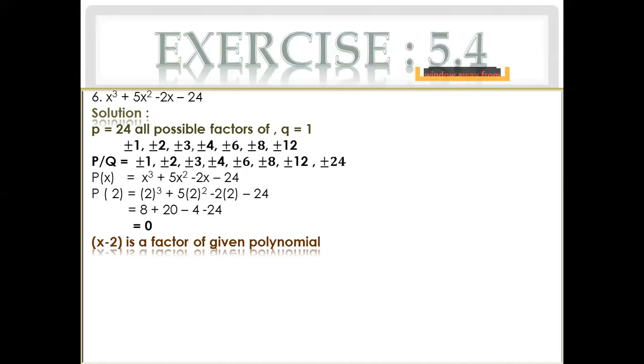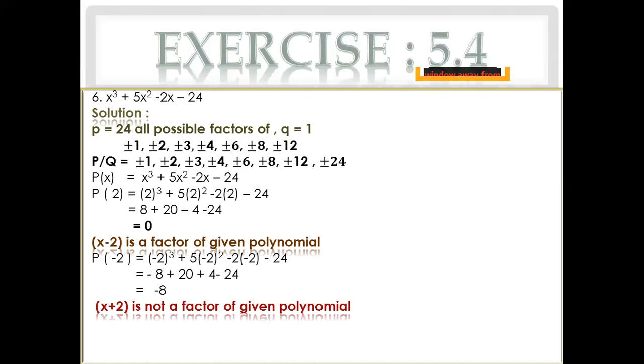We start from 2. First we put plus 2: 2 cube plus 5 into 2 square minus 2 into 2 minus 24. We got our first factor x minus 2. As we put x is equal to plus 2, in the factor we write the opposite sign of plus 2, which is minus 2. x minus 2 is a factor of the given polynomial.